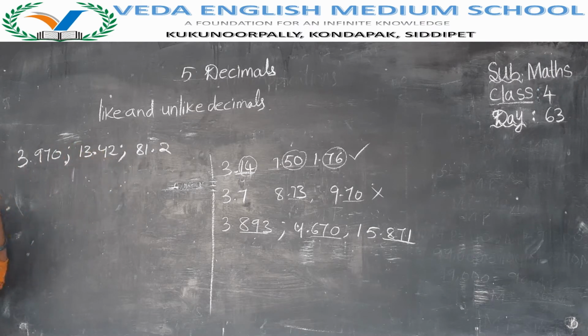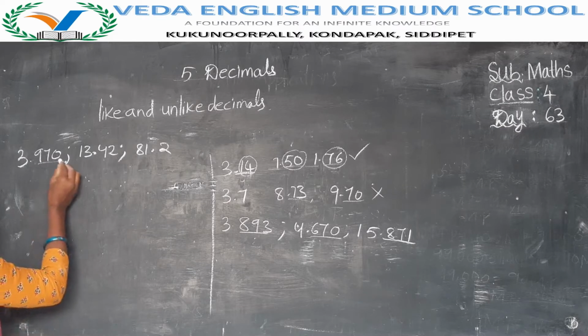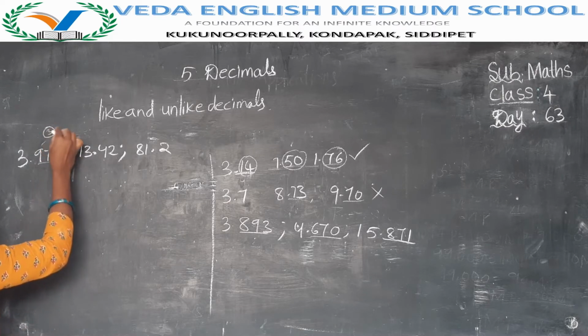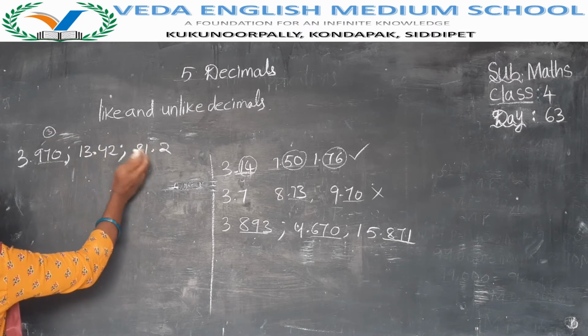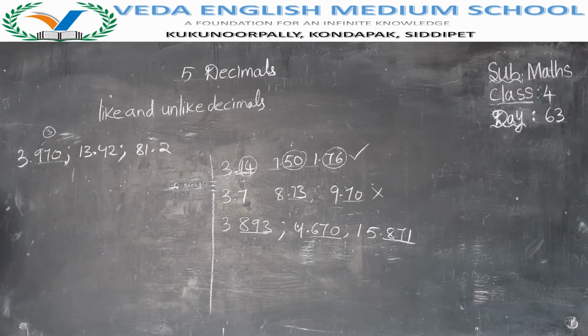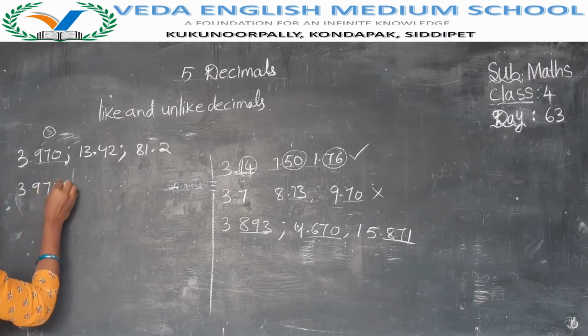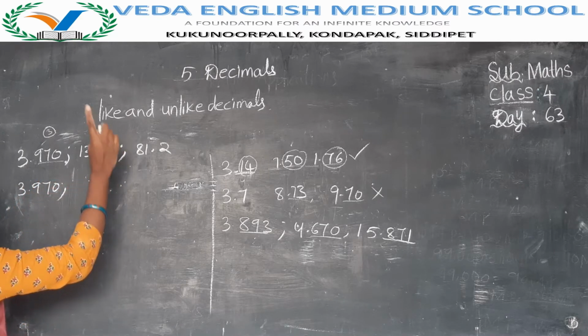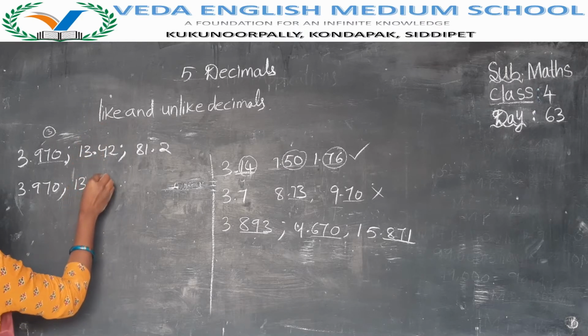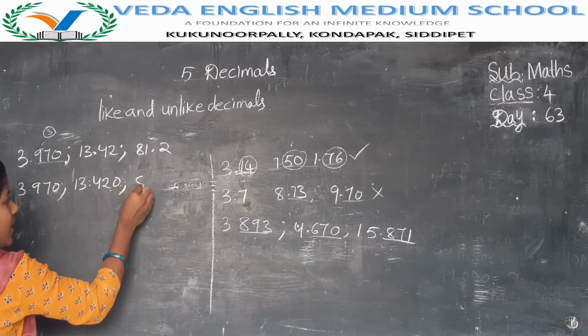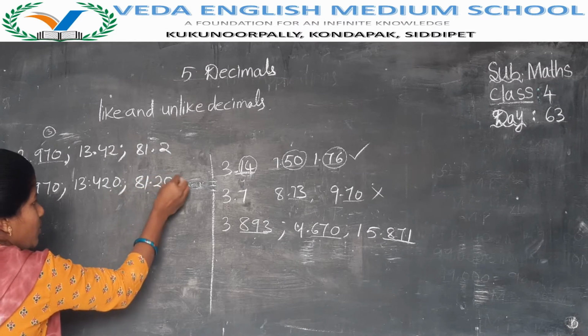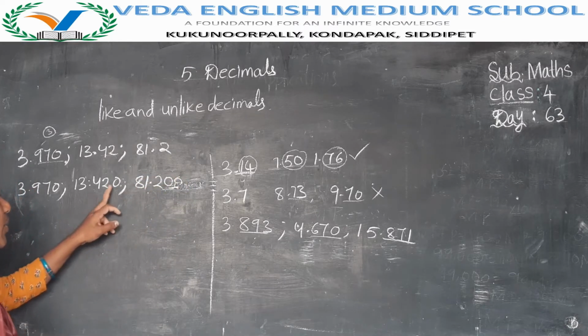How to convert? If it is unlike decimal, then you have to count in which decimal number we have the highest number of decimal places. Here in this 3.970 we have 3 decimals. So we have to convert the remaining also into 3 decimals. Then how to convert, madam? Simply you have to write zeros to the right side of that decimal number. Here we have 2 decimals only, so we need one more. So that is 13.420. Then 81.200.